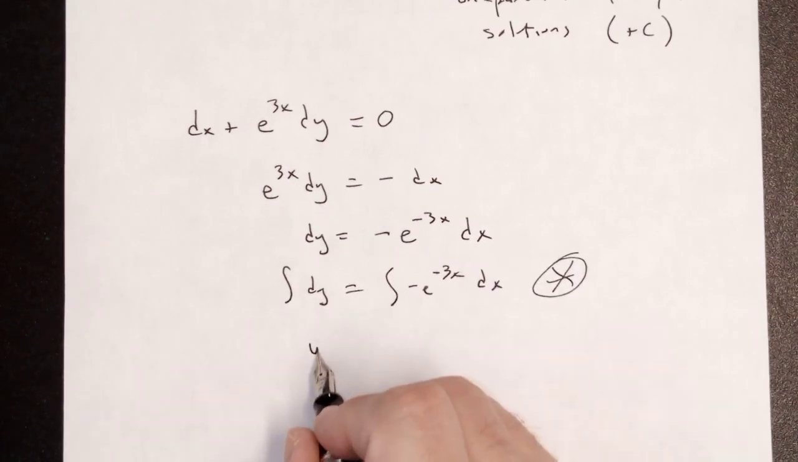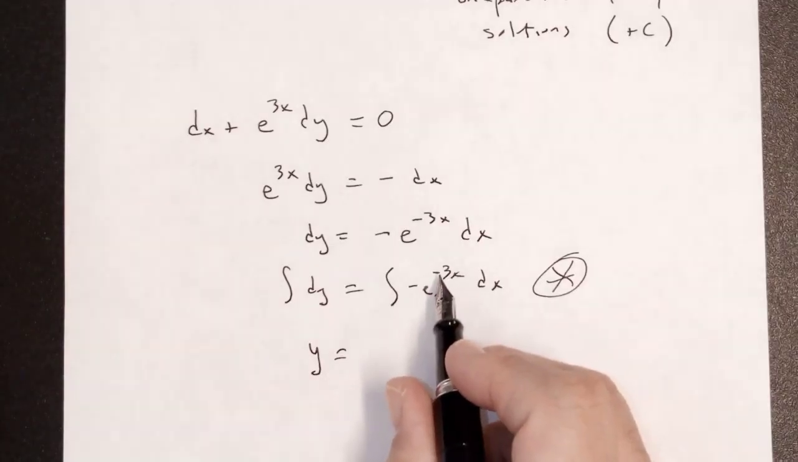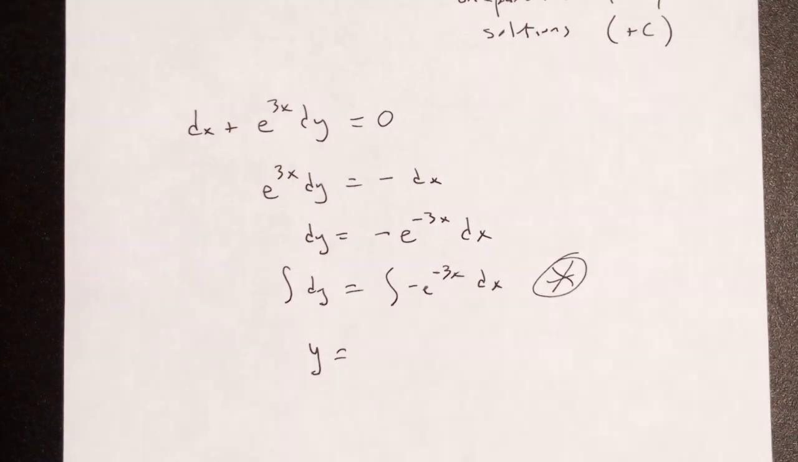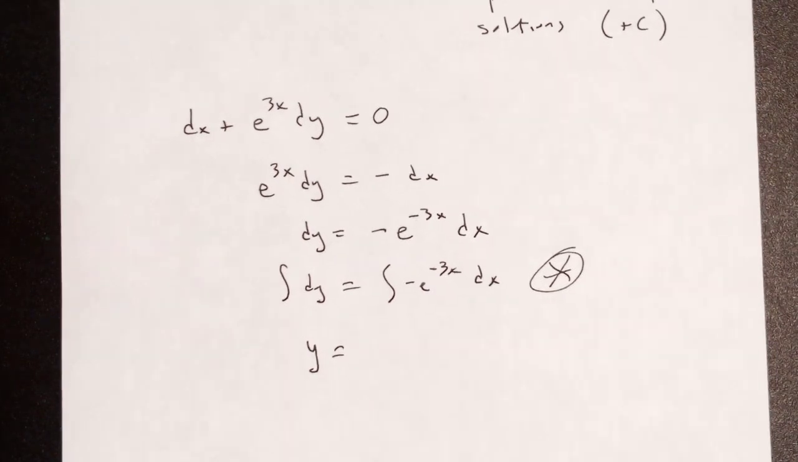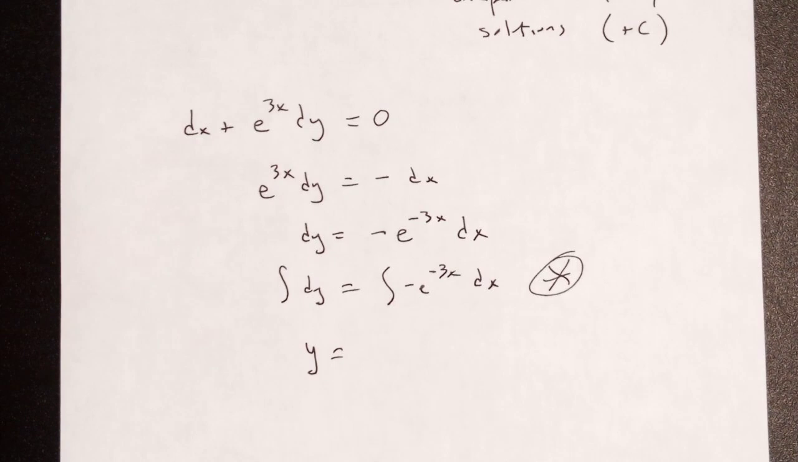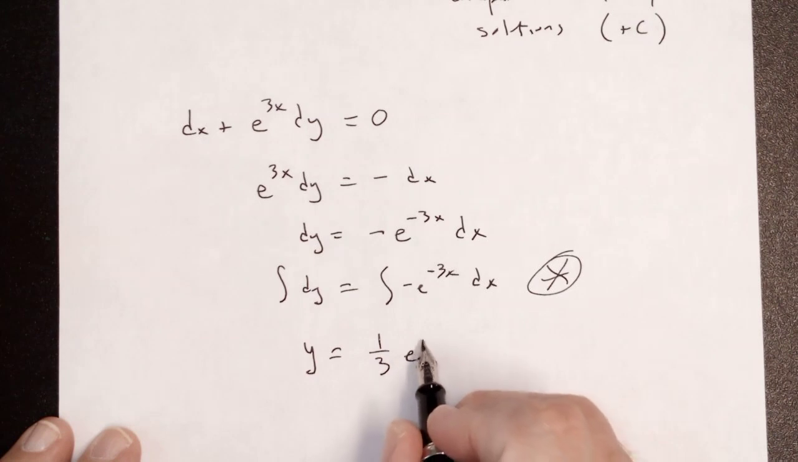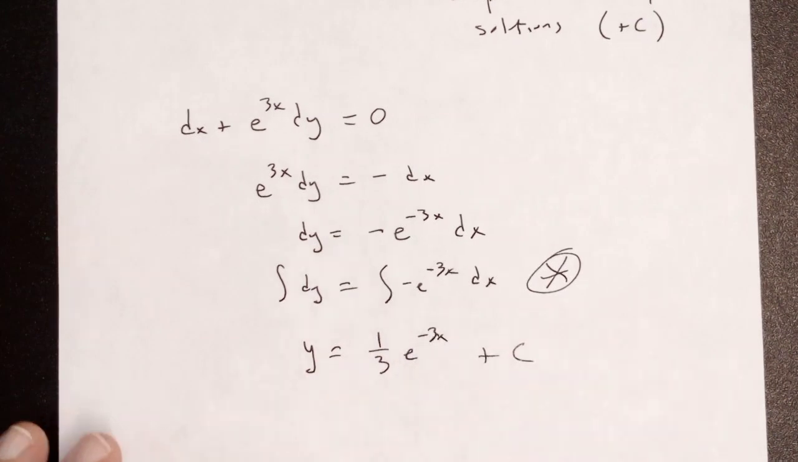And then y, I'm going to get a u sub because of that negative 3x over there. So that's going to give me a what in front? I'm sorry? Because there's the 3x. When I bring that, it'll be a 1/3 to cancel out the 3. And then there's the negative. So the negative and the other negative is going to make this 1/3 e to the negative 3x plus c. There's my one parameter family of solutions.